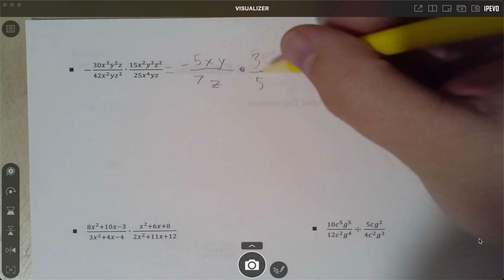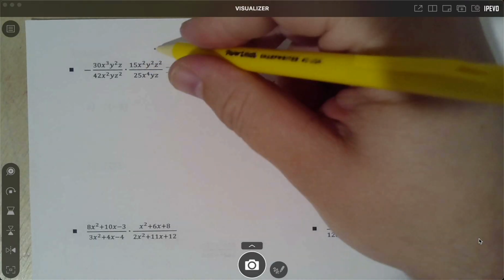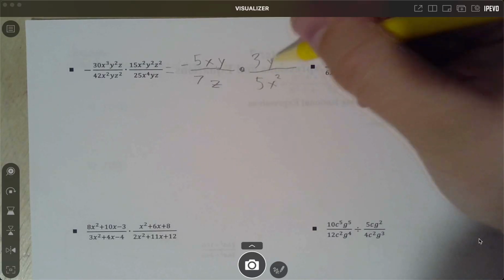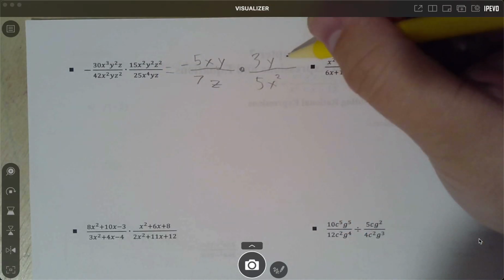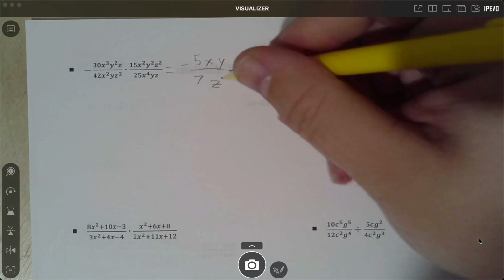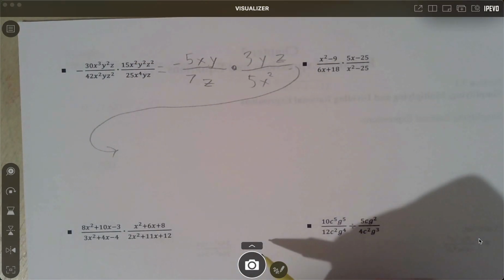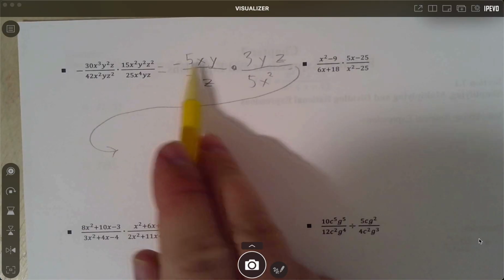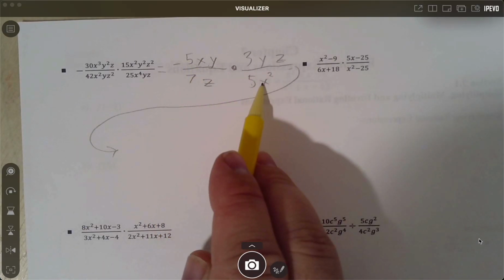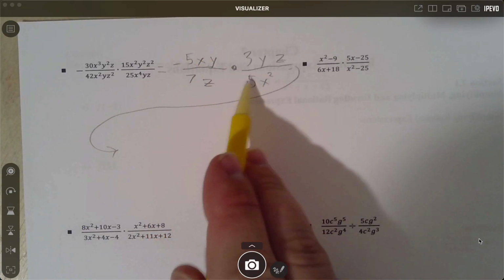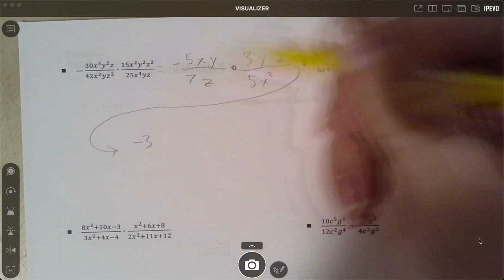2 x's on top and 4 on the bottom will leave 2 on the bottom. 2 on top, 1 on bottom will leave 1 on top. And 2 on top, 1 on bottom will leave 1 on top. Now, it's kind of up to you how you want to see this next step, but I'm just going to say it out loud that now there's 5s that are in common, which will totally cancel. So the 5s have canceled, so there's really just a negative 3 left on top.